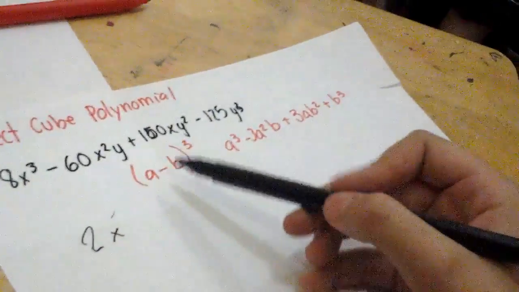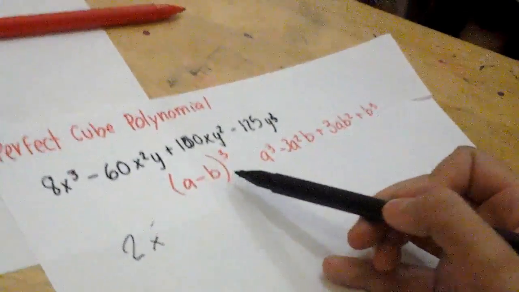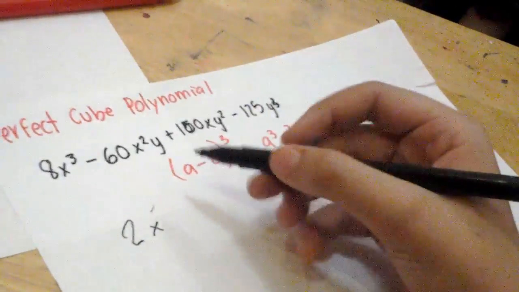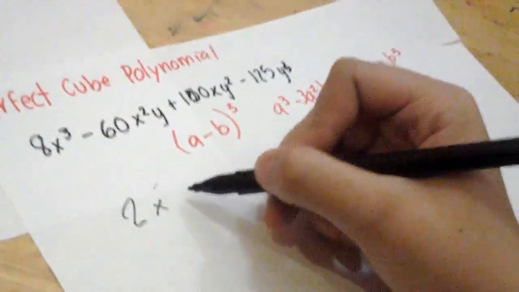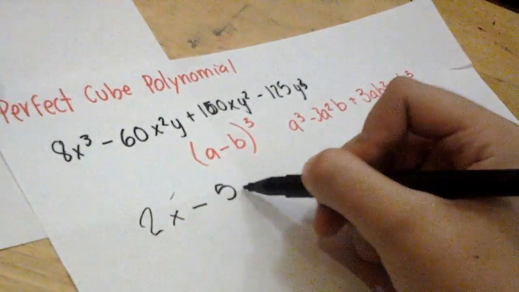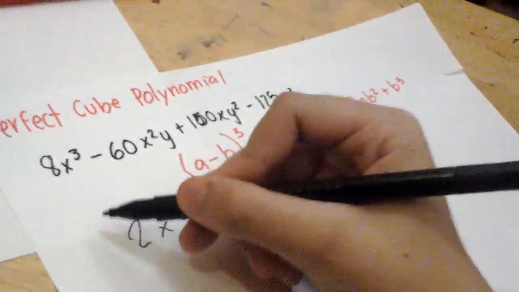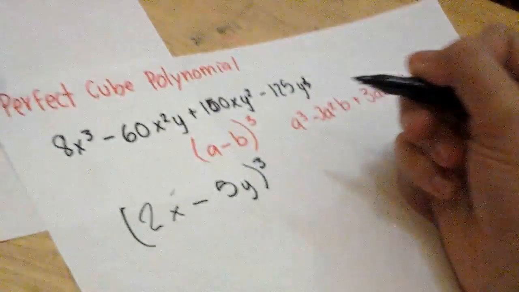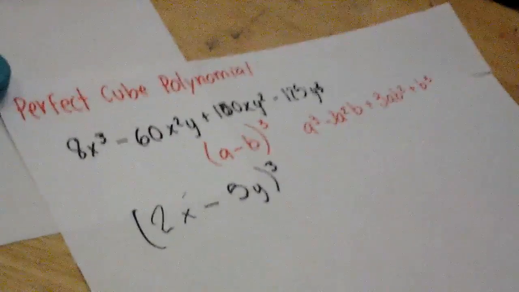In here, the formula is this. So to factor, you only need to take the first term and the second term, and you raise them all to the cube. So that is how you factor it.